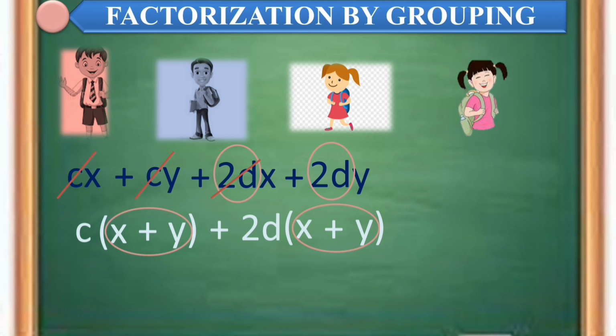Notice that the two terms inside the brackets are the same. Just like we did when we factorized larger expressions, we'll take one of these factors out. So you have x plus y. And the next thing you do is bring down the terms outside the brackets. What are the terms? You have c plus 2d. We can put this in brackets also. This is the required answer.